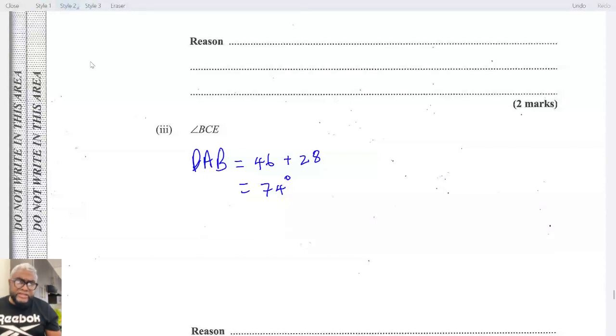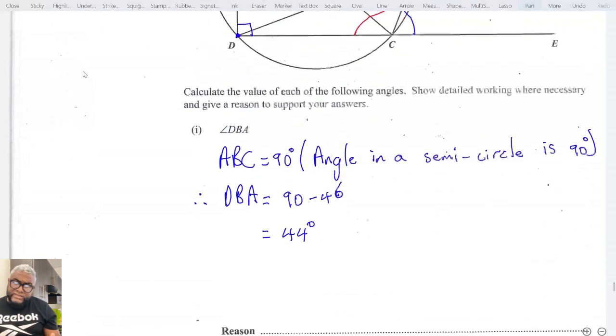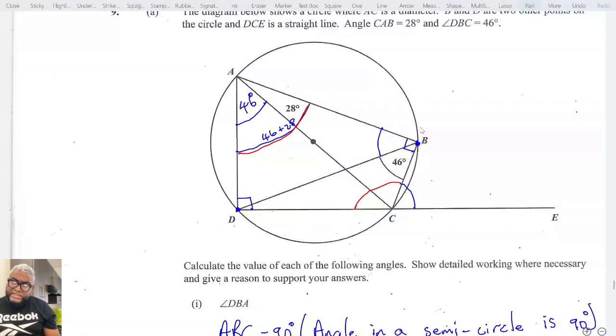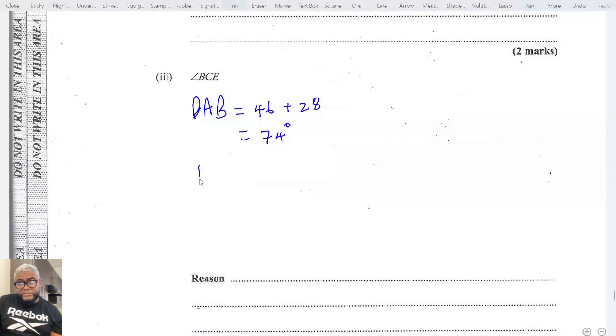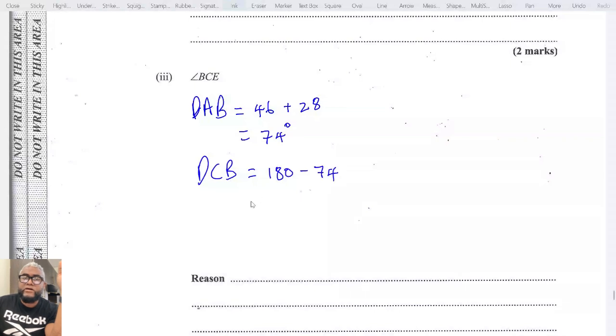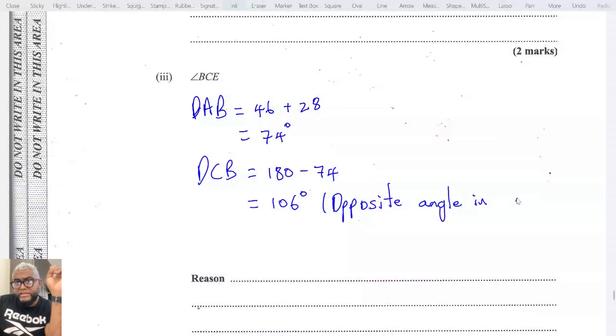Now the next angle on the opposite side, what's the name for that angle? DCB. I really like circle geometry, you know. DCB is one of my favorite topics. DCB is equal to 180 minus 74, which will be 106 degrees. This one has a reason. What's the reason here? Opposite angles in a cyclic quad add up to 180. Excellent. Opposite angles in a cyclic quad.